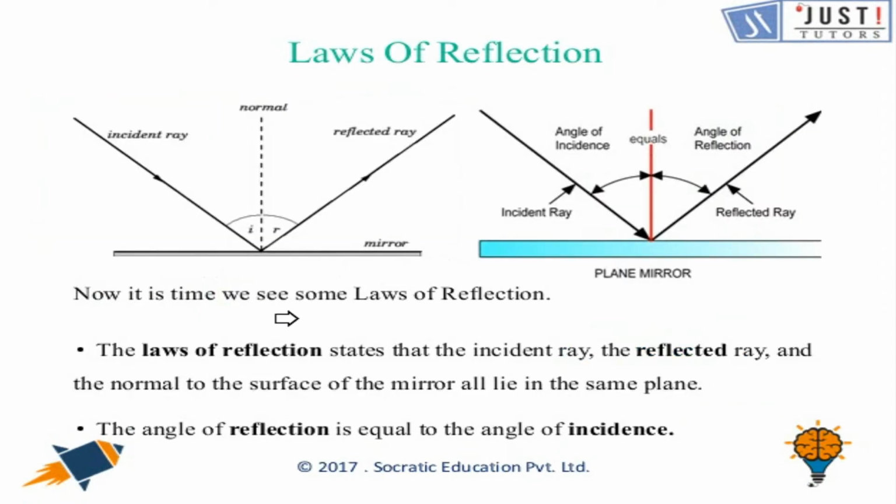So these are some laws of reflection. There are two laws of reflection. The first one says that the incident ray, the reflected ray, and the normal to the surface of the mirror all lie in the same plane. The next one says the angle of reflection and the angle of incidence will always be equal. So if the angle of incidence is 45 degrees, the angle of reflection is also going to be 45 degrees.